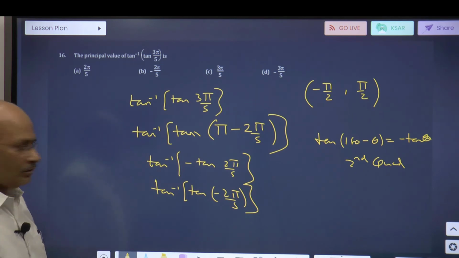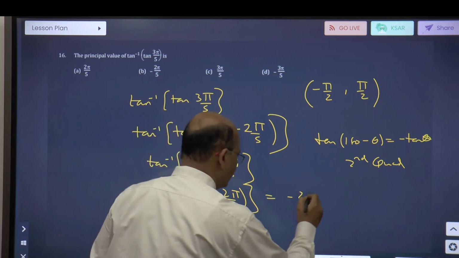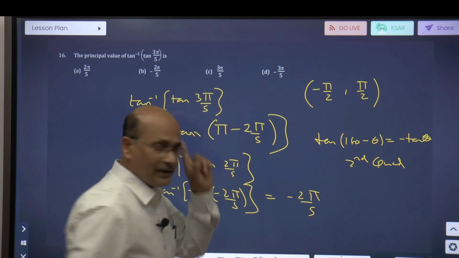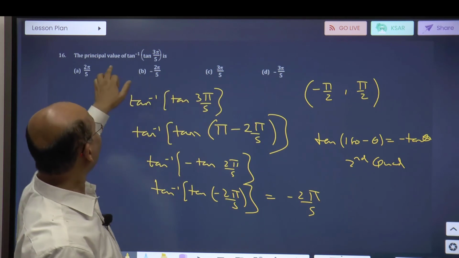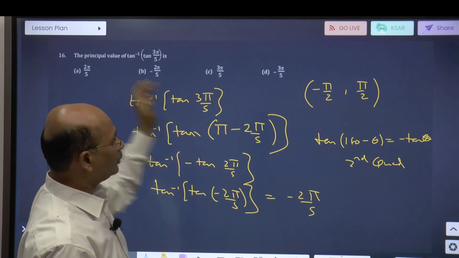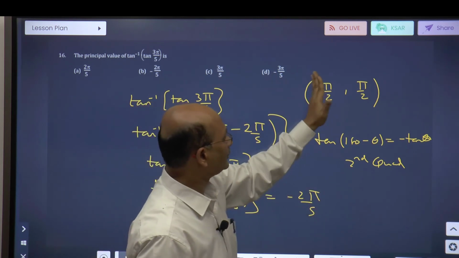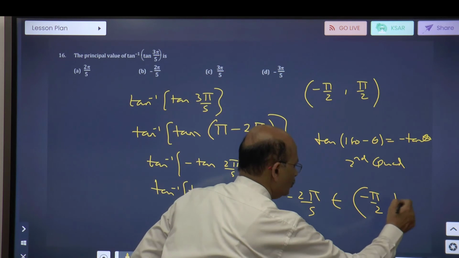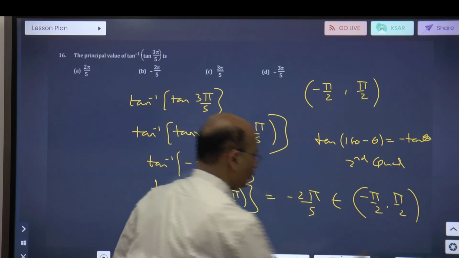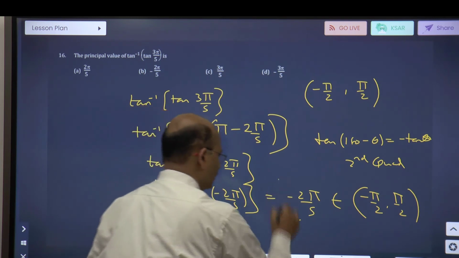Check it. Now tan inverse of tan is compatible. What is the answer? -2 pi by 5. But every time we have to see that this angle lies in the principal value range of tan inverse. So definitely it is -72. -72 comes between minus pi by 2 to pi by 2. It belongs to it. Correct or not? It comes in between. That means my answer is right. So this is the solution.